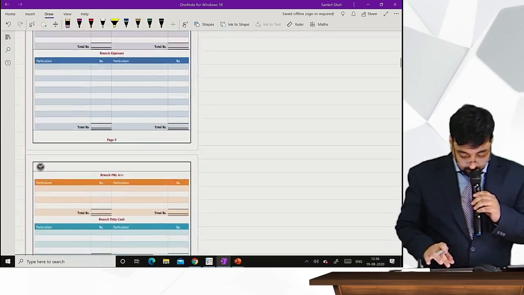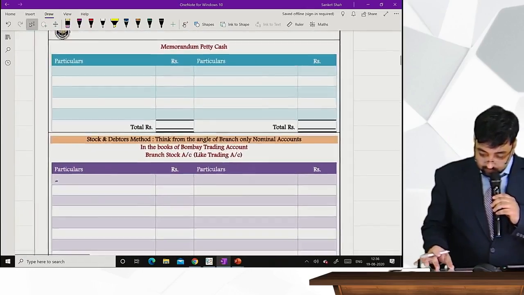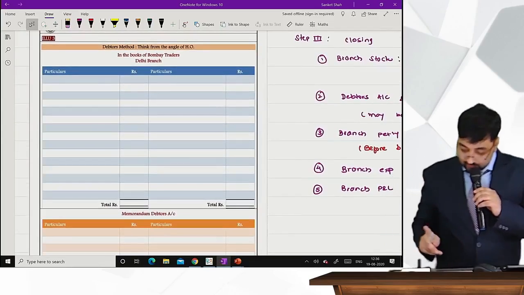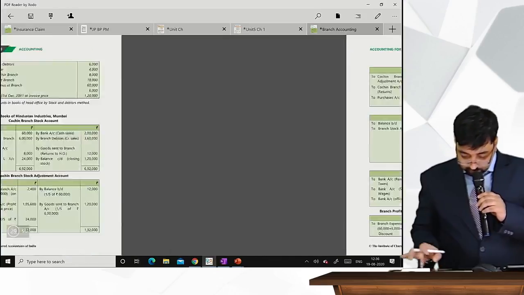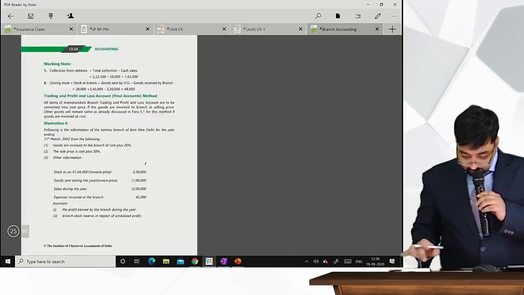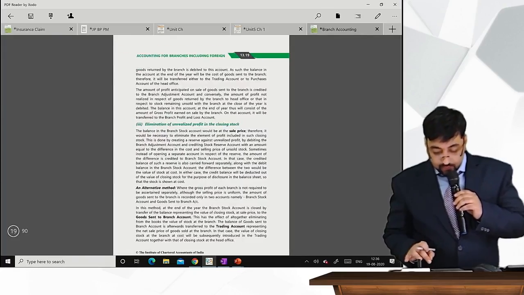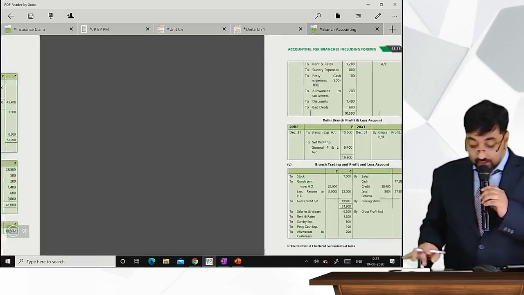So let's start with illustration number 3. We'll solve this using the debtors method and the stock and debtors method. Next session we are going to take the case based on invoice price, if goods are sent to the branch at invoice price.